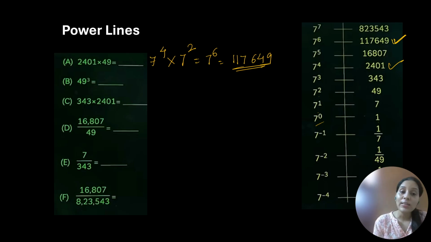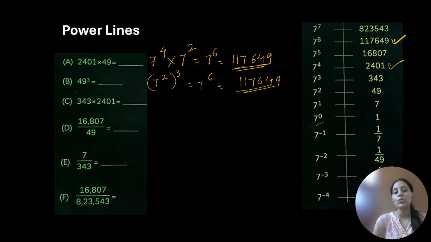Now 49 can be written as 7 squared और ये cube भी है. Now here I can apply the power law. Multiple powers are multiplied. So 2 into 3, 6. Again you end up having the same answer. So जब भी you have bigger answers, you will definitely have power lines.